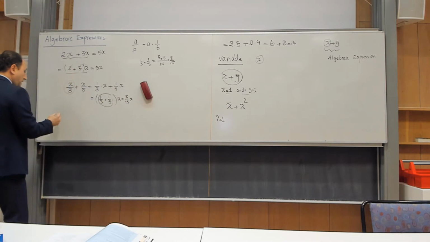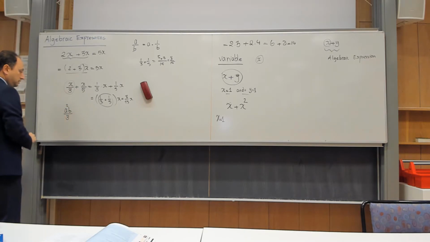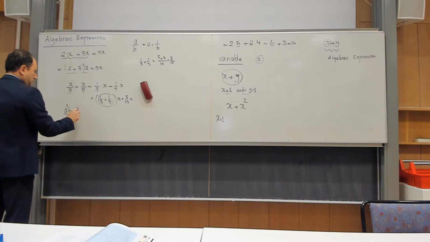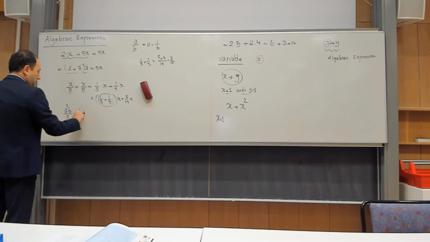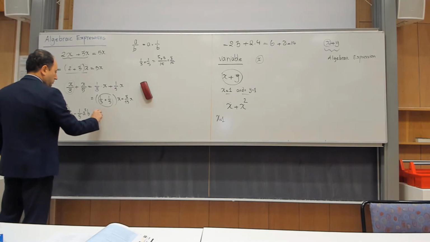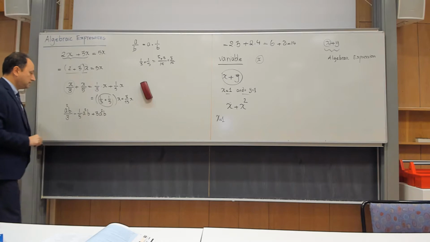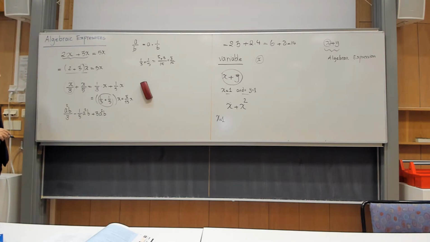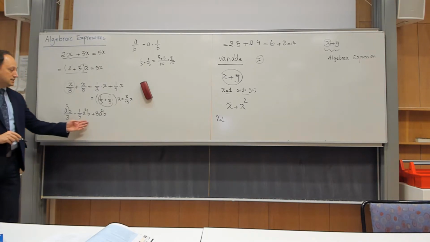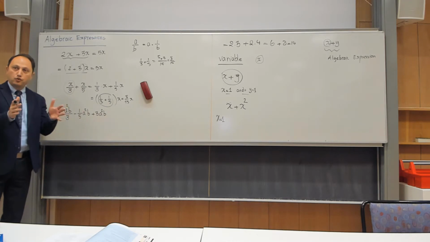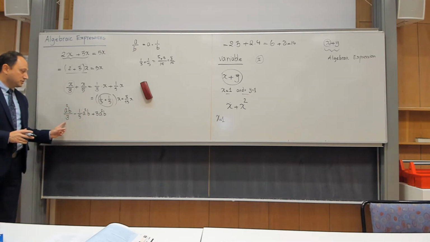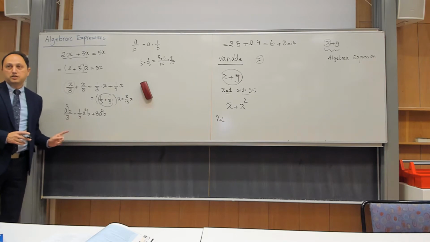For example, I have a squared b divided by 3 minus 1 over 5 a squared b plus 3a squared b. I want to wait a little bit for you. Make sure that you don't make any mistakes. Can you write this in the most compact form? Simplify this algebraic expression as much as possible.